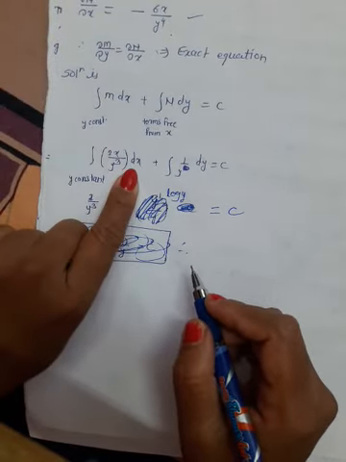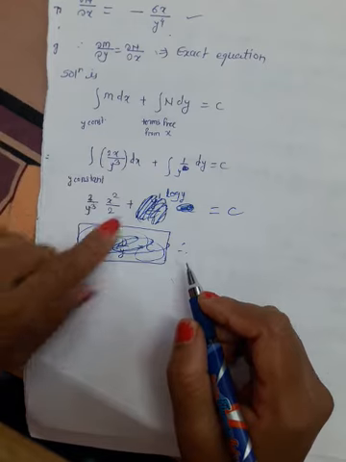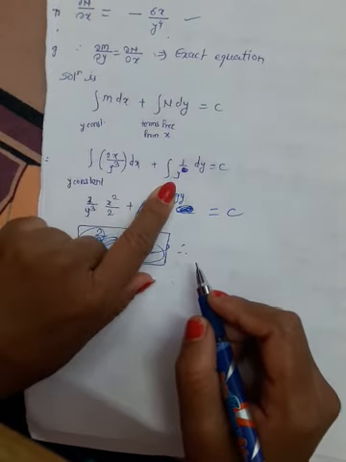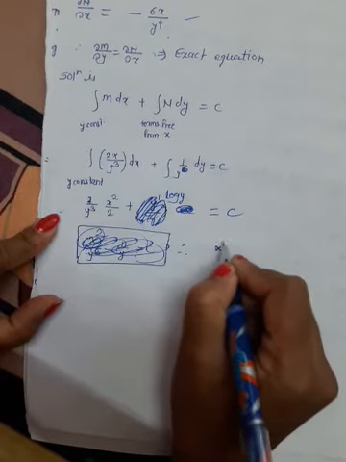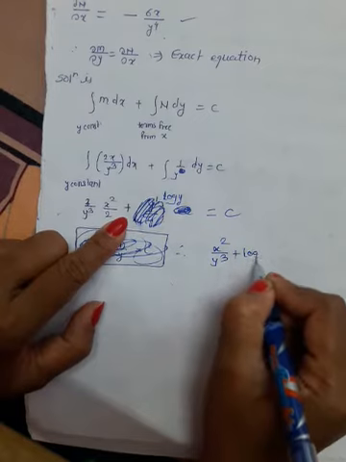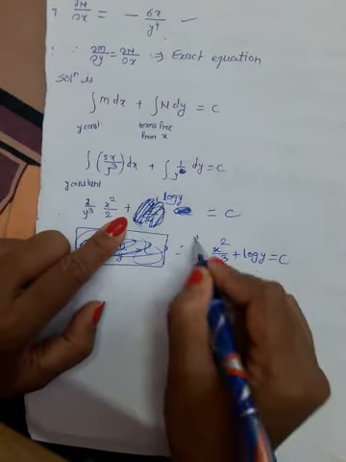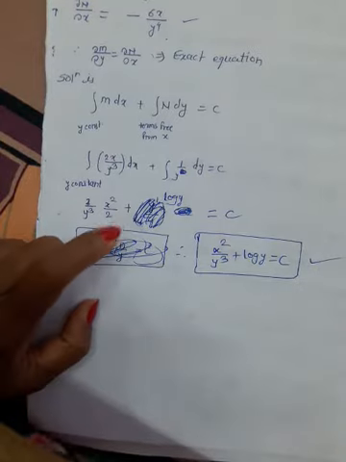Take with respect to x, 2 upon y cube is a constant. The integration of x is x square by 2, plus the integration of 1 upon y is log y, equal to c. The 2 gets cancelled. Therefore, x square upon y cube plus log y is equal to c is our answer.